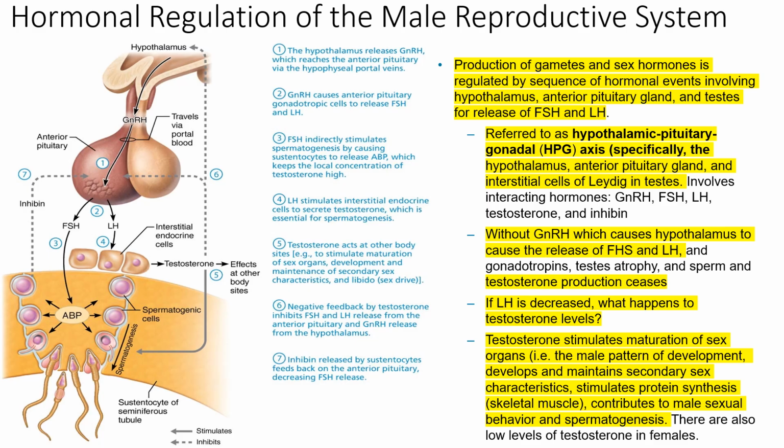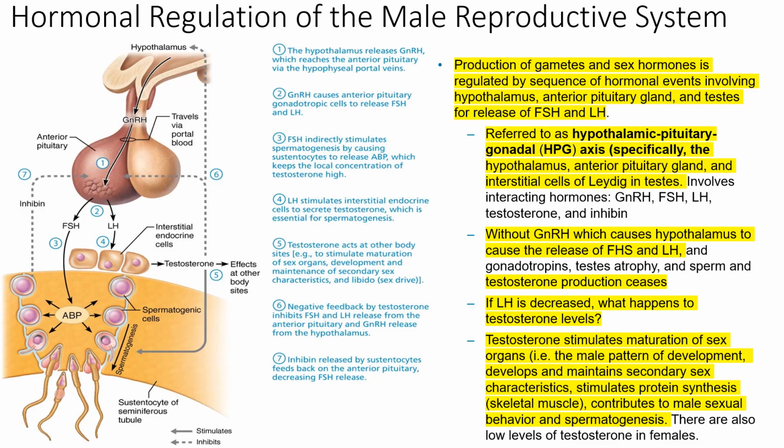Without gonadotropic releasing hormone that causes the hypothalamus to cause the release of follicle stimulating hormone and luteinizing hormone, ultimately from the anterior pituitary, what's going to happen is the gonadotropins, those sex hormones, will decrease, the testes will atrophy, and sperm and testosterone production will stop. If luteinizing hormone is decreased, well, how is that going to affect the levels of testosterone?